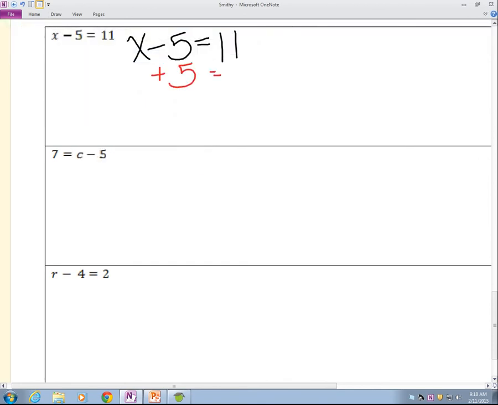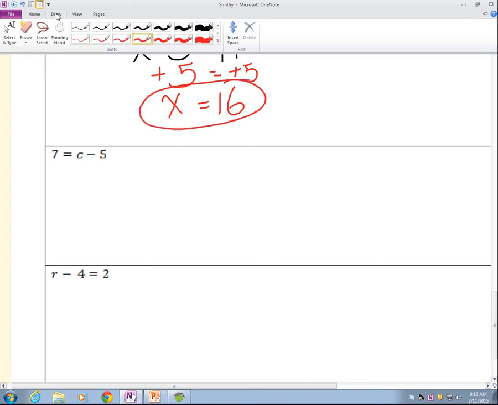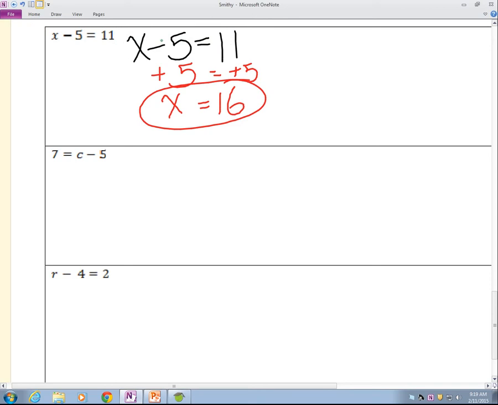So the inverse of this is going to be plus 5. So I have x on this side, 11 plus 5 is 16. Now let's check. 16 minus 5, does it equal 11? Yes, it does. 11 does equal 11.